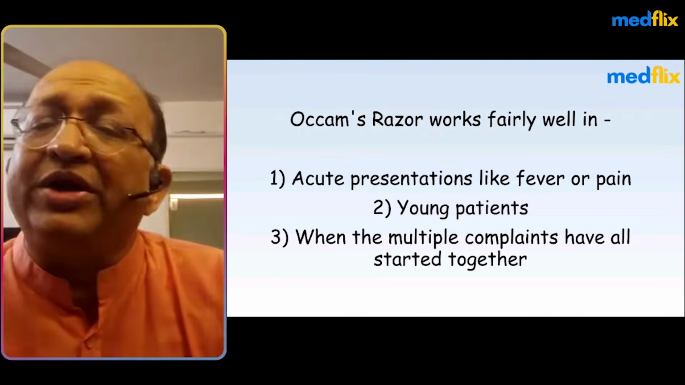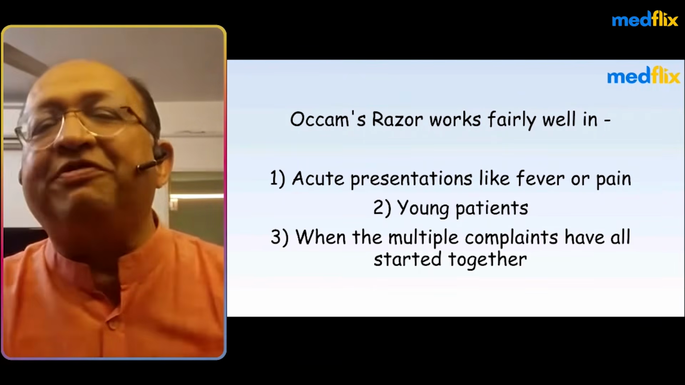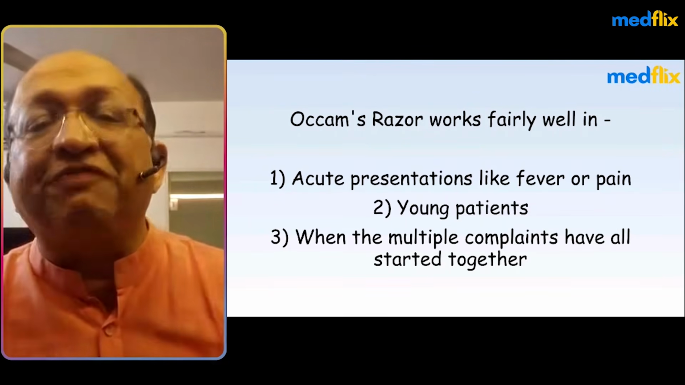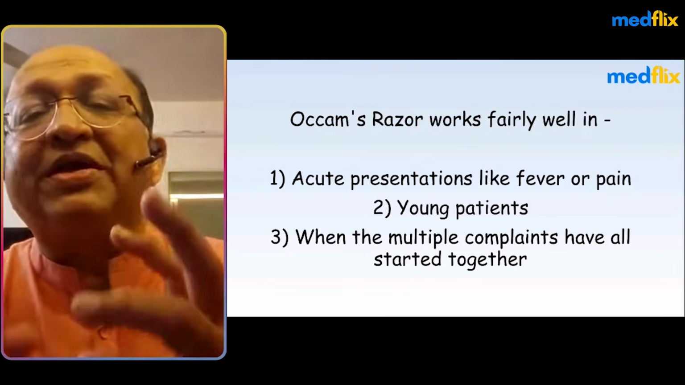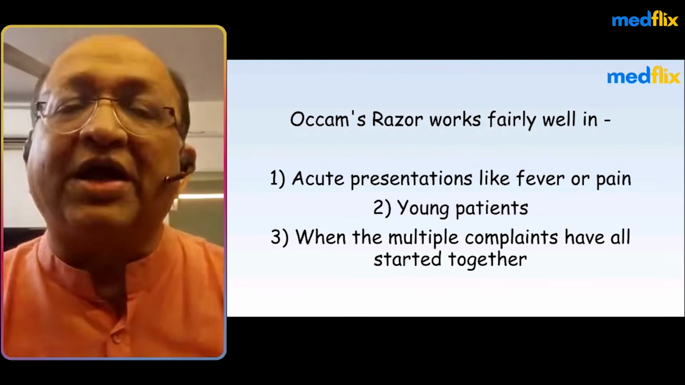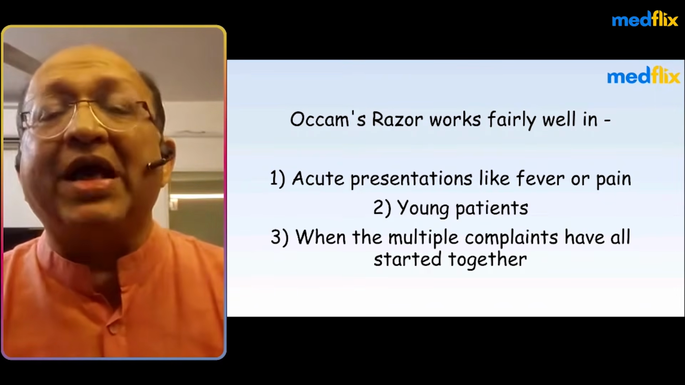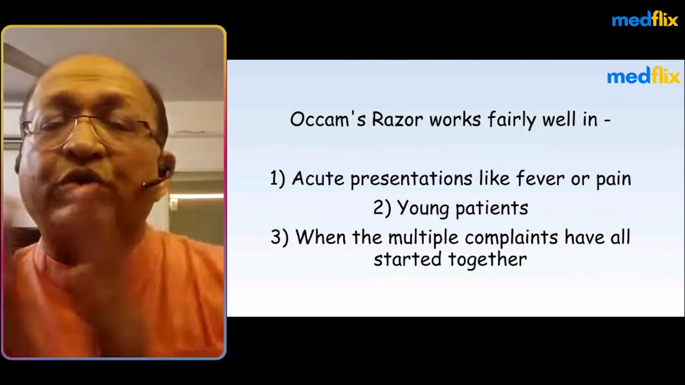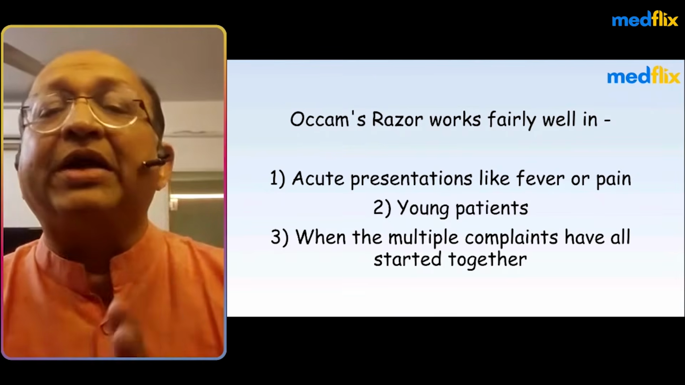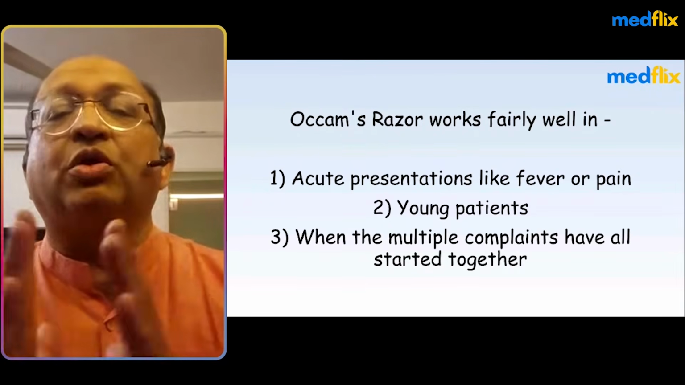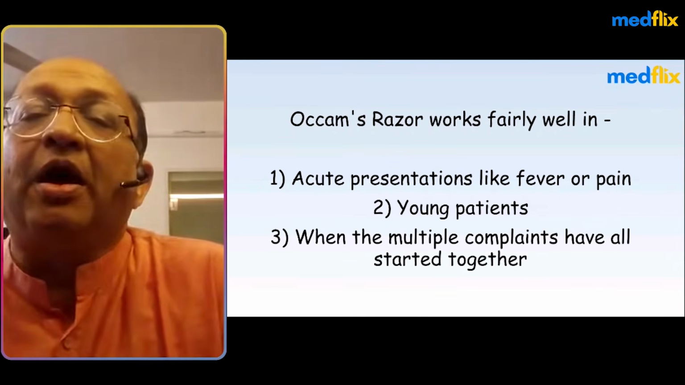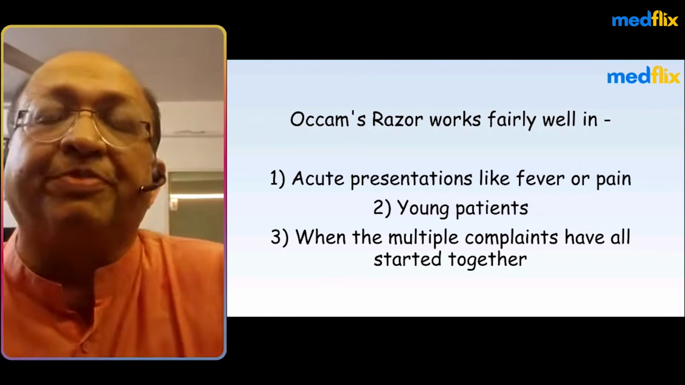When multiple complaints start absolutely together, for example the patient has high-grade fever with rigors, with severe swelling and pain in the joints of the hands and feet or other joints, we have to say, okay, this arthritis and this fever are related, and if they have all started together, you can think of chikungunya as the probable diagnosis. So, if everything starts together, try to explain it by one cause. If it is a young patient, try to explain multiple symptoms with one cause. And if it is an acute presentation, again, one cause may be easy to explain multiple symptoms.